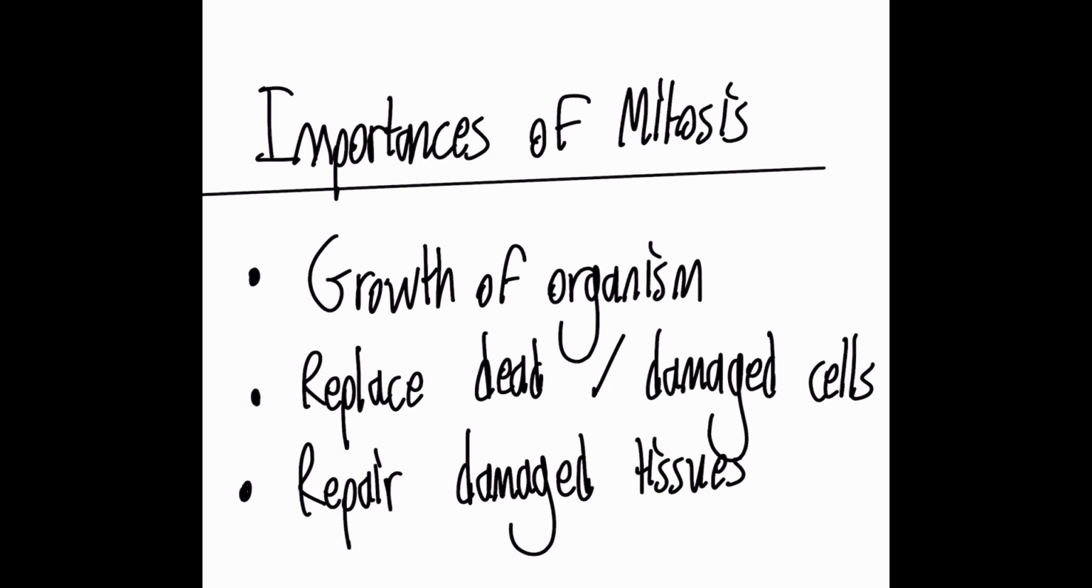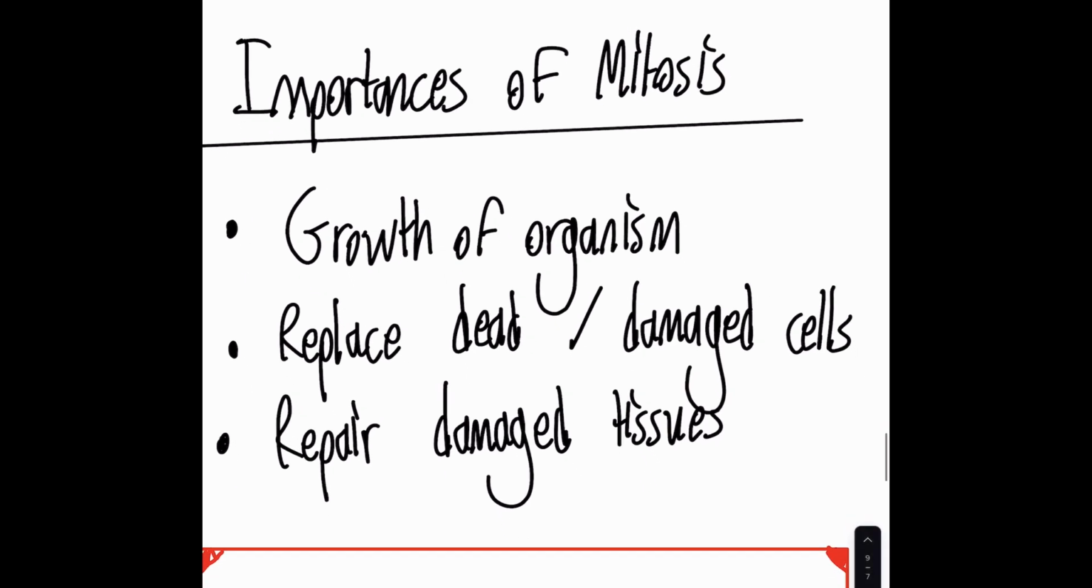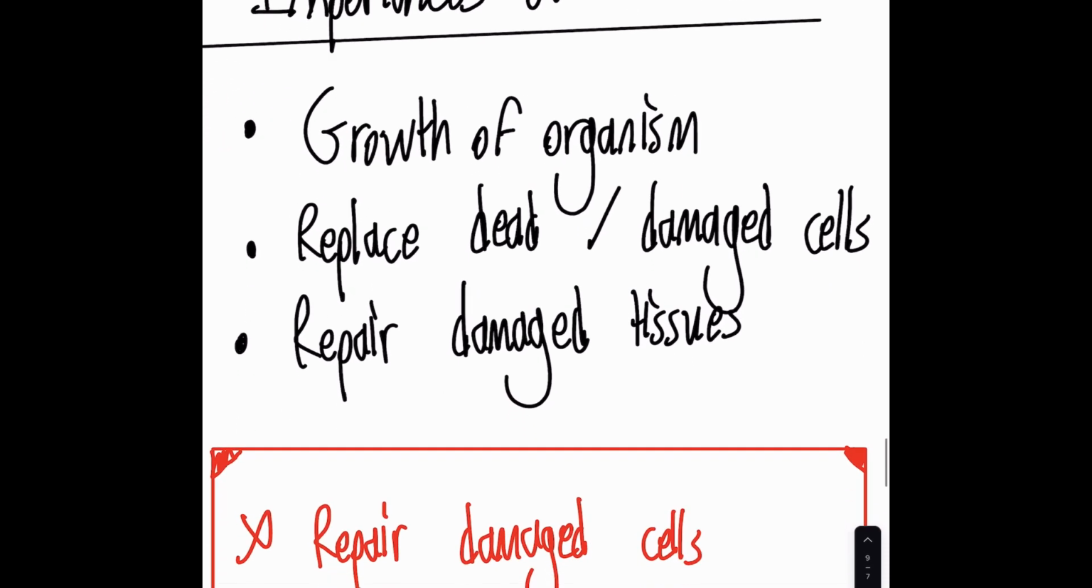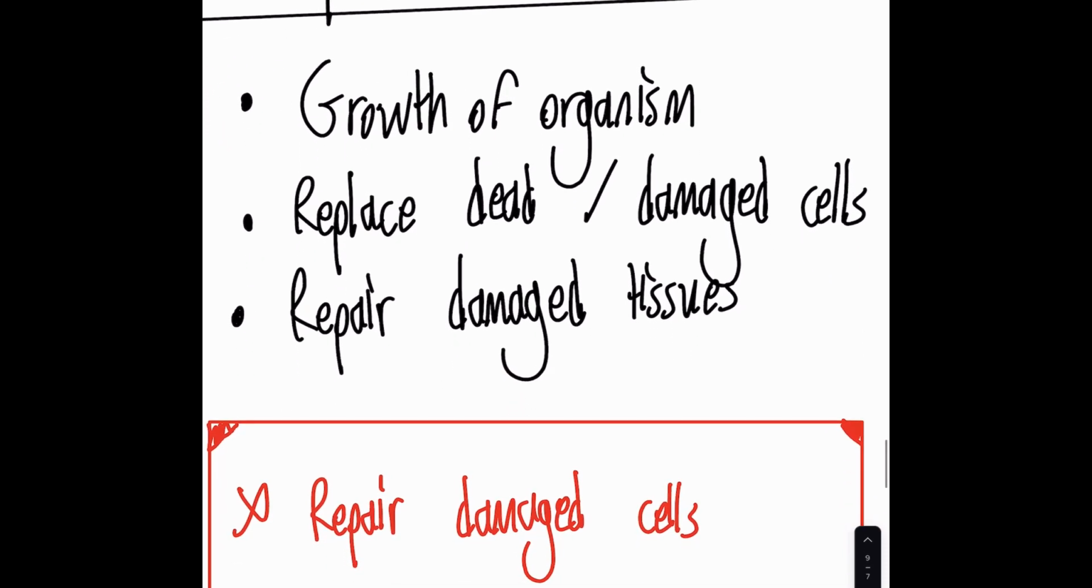Now, a very common mistake that is made while explaining the importances of mitosis is saying that mitosis repairs damaged cells. This is not true. Mitosis does not repair damaged cells at all. That's because mitosis does not repair cells. But as I just said, mitosis is a process that gives us a supply of new cells.